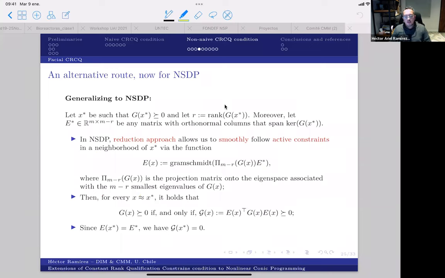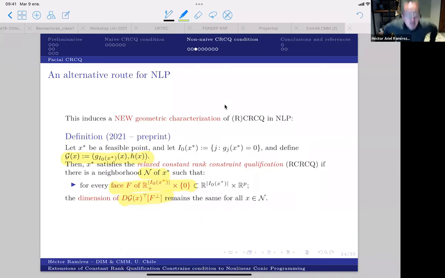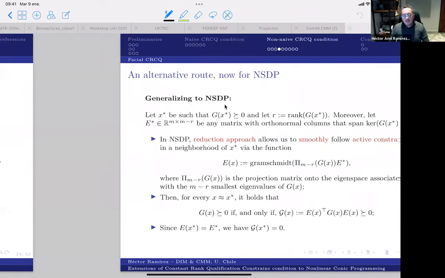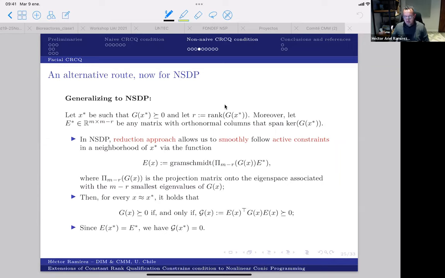So with this, we can try to provide ideas to extend some of the tools used here. And one tool was the reduction to active constraints, right? That was key to construct this function capital G. And for that, we needed to reduce to active constraints. So how do we do that in nonlinear SDP? As I told you before, I'm going to talk about nonlinear SDP from now on, but this could also be done for nonlinear SOCP. And for nonlinear SDP, the way we do that is via the reduction approach.